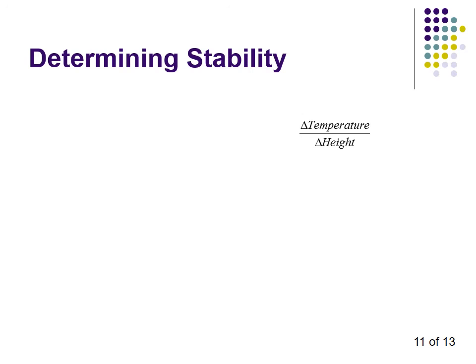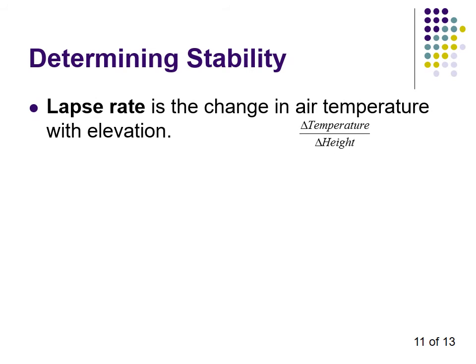All right, so here's how we're going to determine stability. First of all, we're going to have to know what is called a lapse rate. Basically, the lapse rate is the change in temperature as we go up in elevation. A dry adiabatic lapse rate is a change of 10 degrees Celsius for every 1,000 meters. A moist adiabatic rate is a change of 6 degrees in temperature for every 1,000 meters. So those are two lapse rates that we're going to use. A third one is the environmental lapse rate. This is how the actual temperature in the atmosphere changes as we go up or down in the atmosphere.